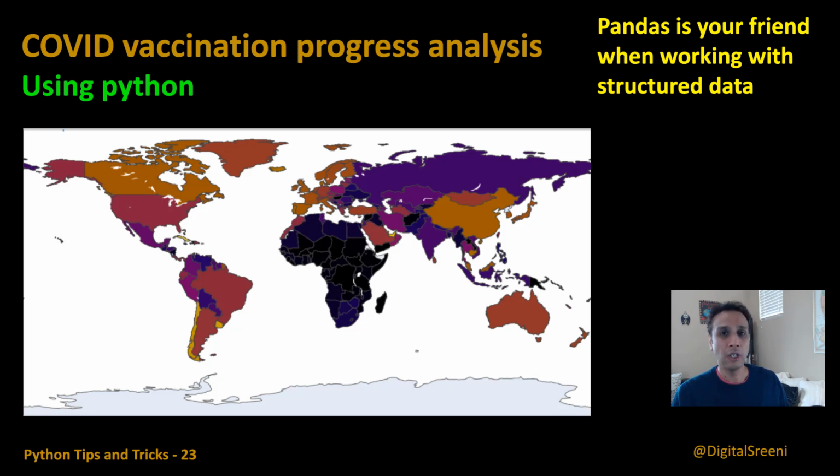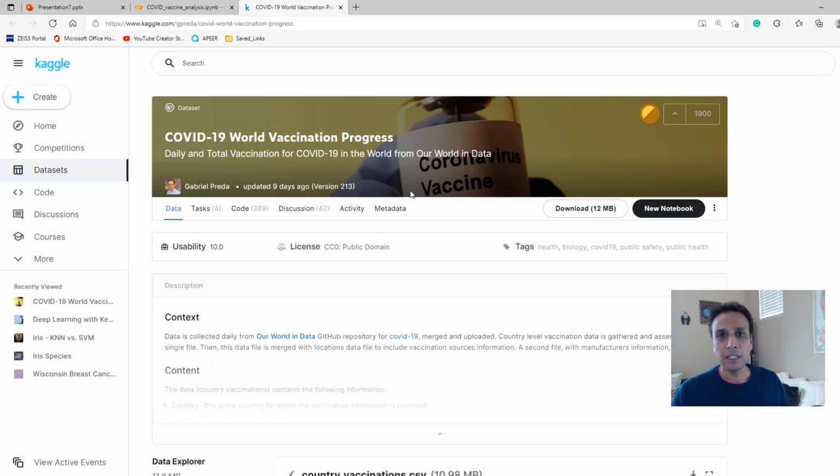So let's first look at the dataset itself. There are many sources for COVID vaccination data out there, and I was browsing through Kaggle and I found this one, COVID-19 World Vaccination Progress. This seems to be updated quite regularly. This one was updated 9 days ago, which right here says October 27th. So hopefully we'll have data up to October 27th, 2021.